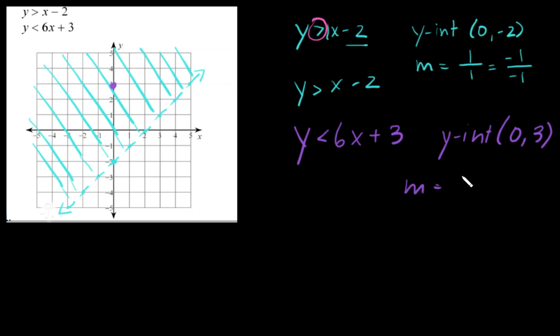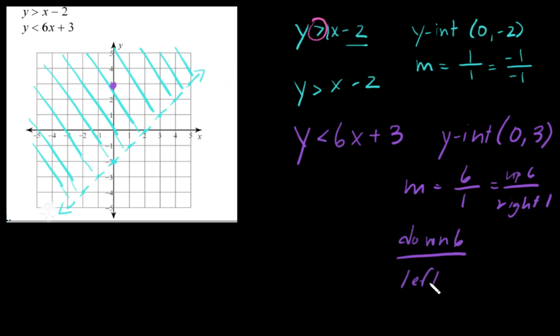And our slope is 6 over 1, which means up 6 to the right 1, but we can't go up 6 because it's going to be up here somewhere. So we're going to go down 6 and to the left 1. That's negative 6 over negative 1, which is the same thing. So we go 1, 2, 3, 4, 5, 6, and to the left 1. Once again, there is no equal sign, so it's a dashed line.